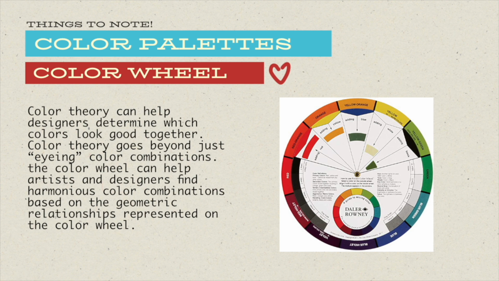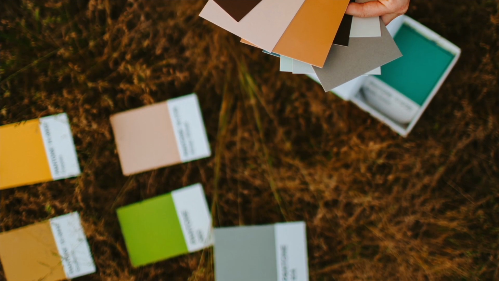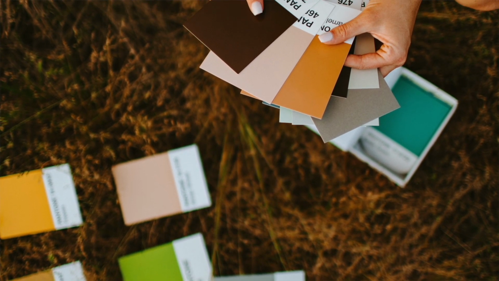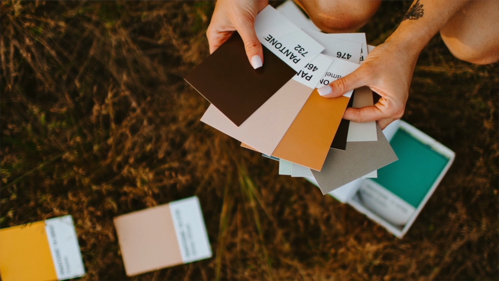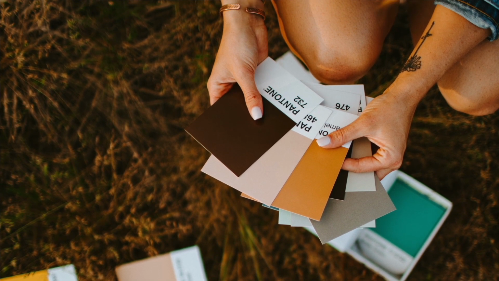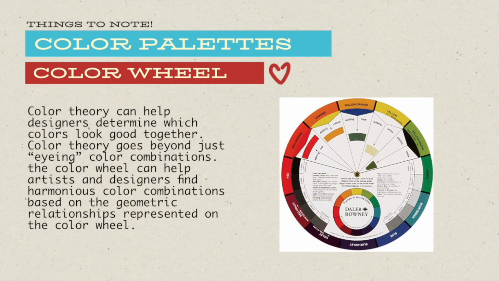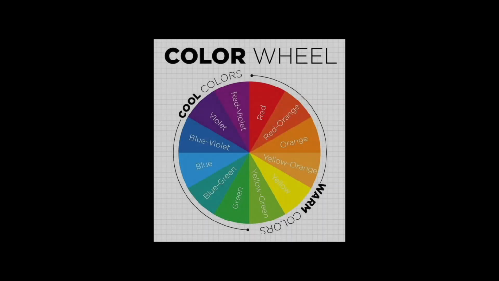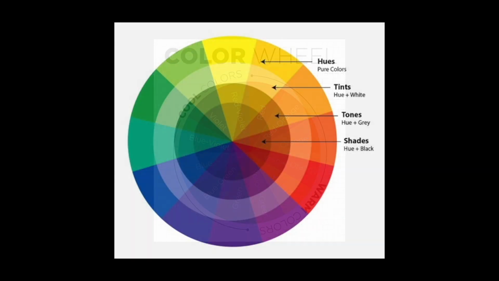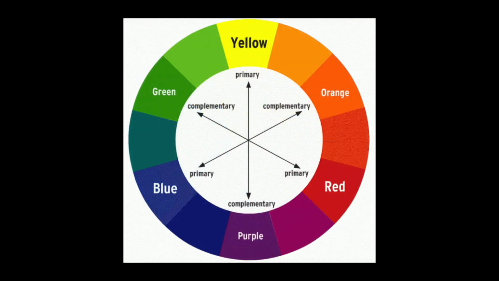Color theory can help designers determine which colors look good together, and it goes beyond just eyeing color combinations that look nice. This relates directly to the color wheel, because the color wheel can help artists and designers find harmonious color combinations based on the geometric relationships represented on it. I have a color wheel in my studio that I reference all the time beside my Pantone books. They're relatively inexpensive. You can get them at craft stores, you can order them online, and they're very helpful in coming up with harmonious color combos.